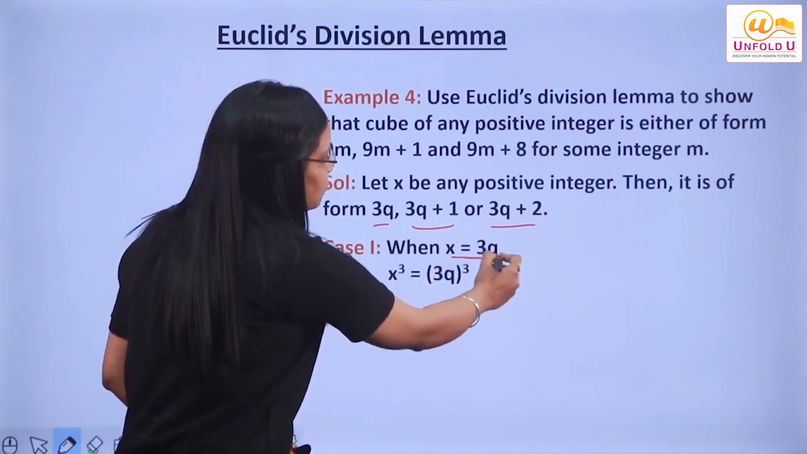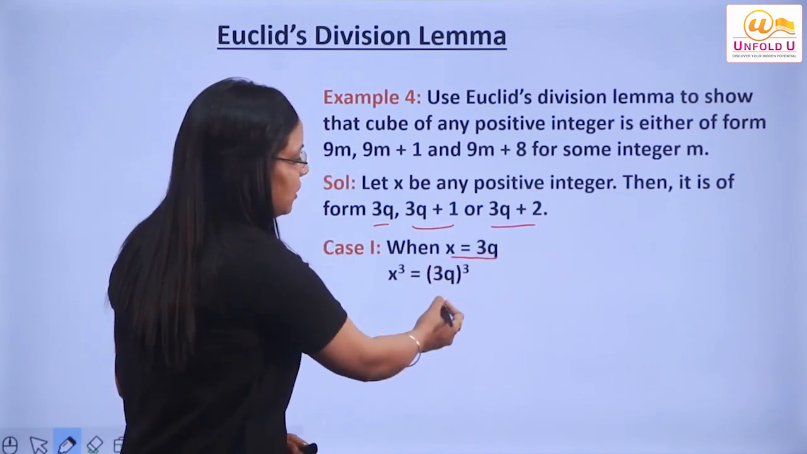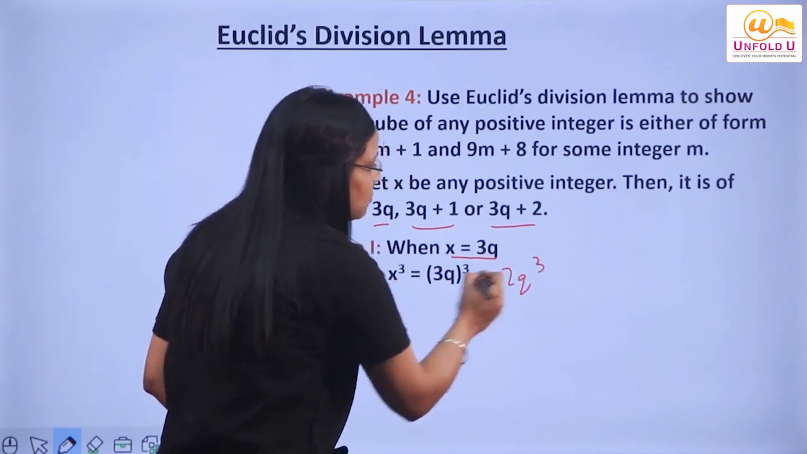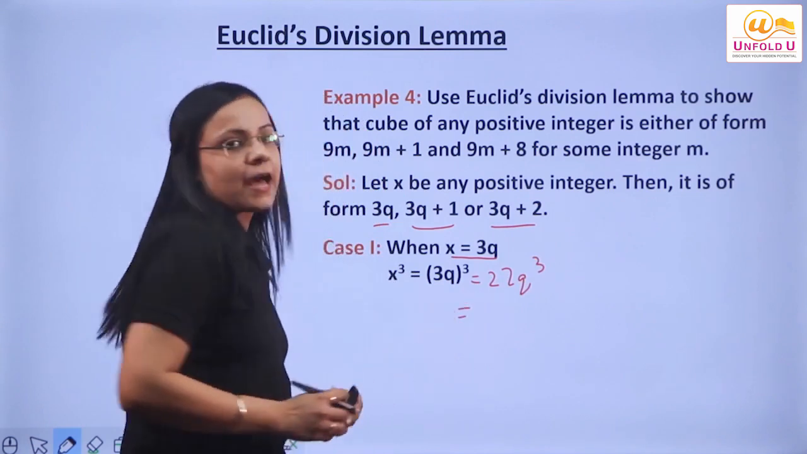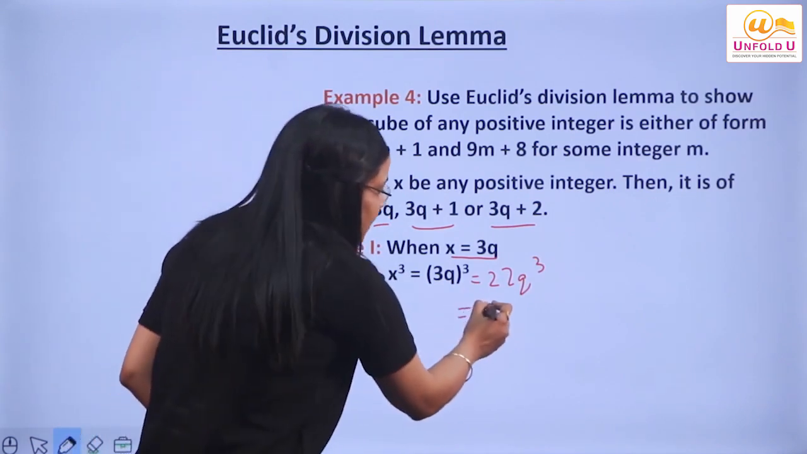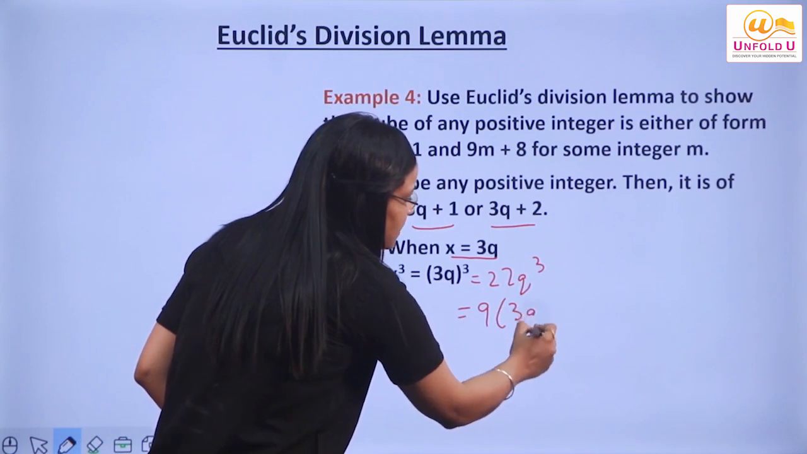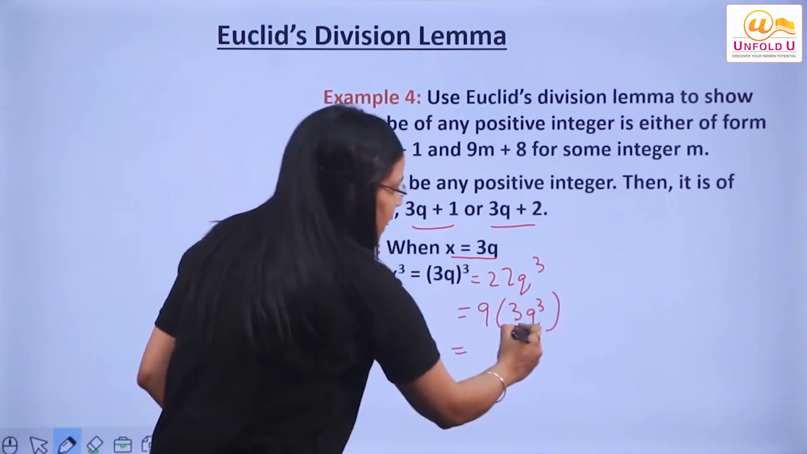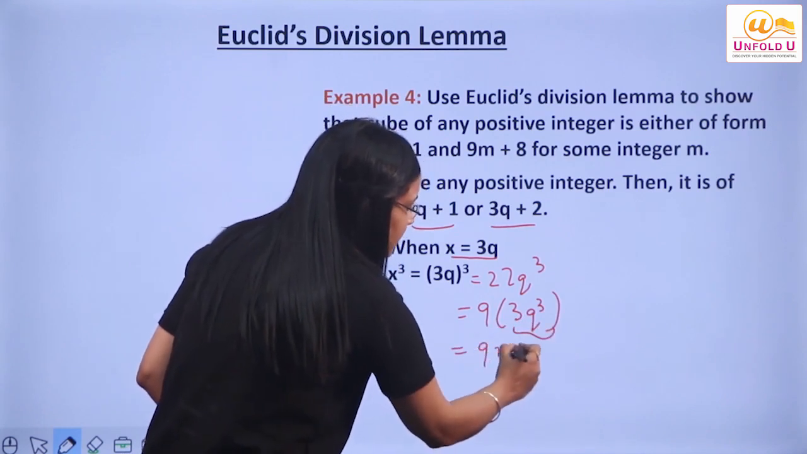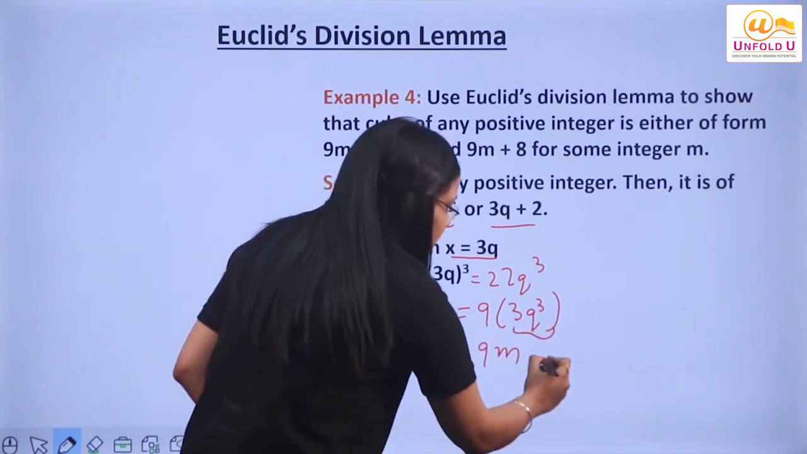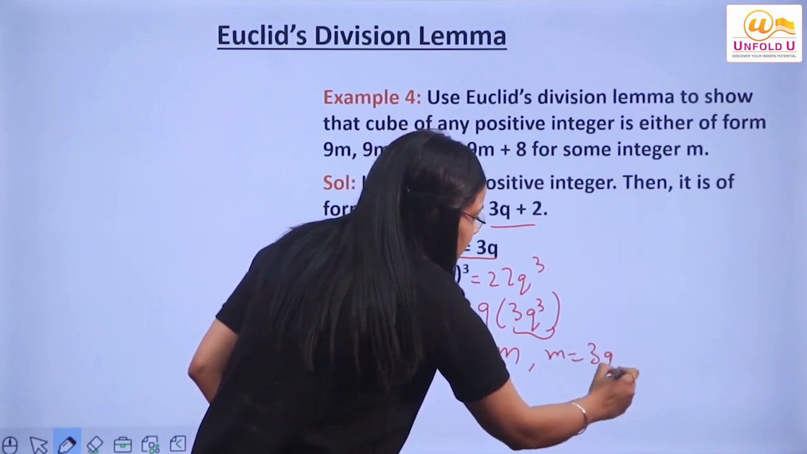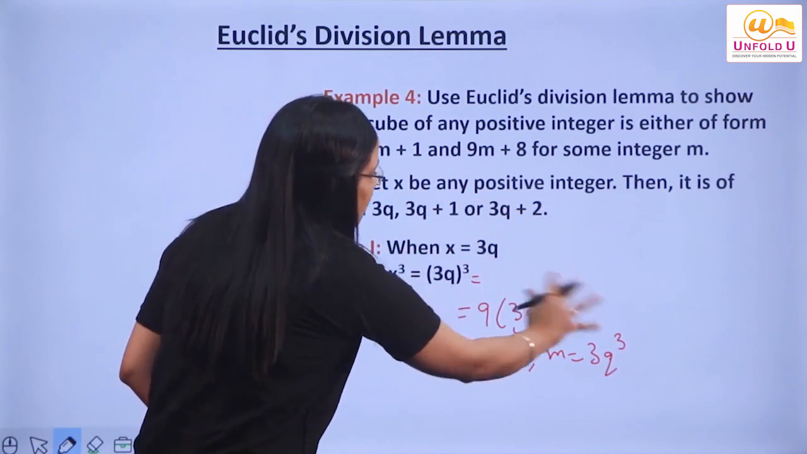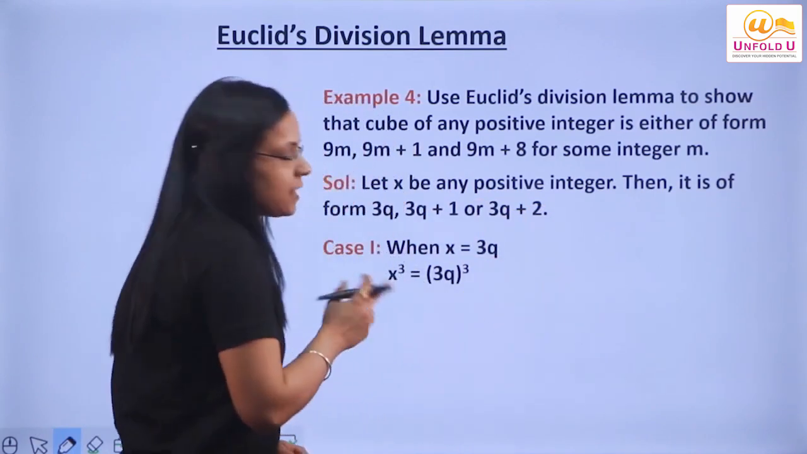So when x is equal to 3q, what is x cube? x cube will be 3q whole cube. So we get 27q cube. Now we want to write it as a multiple of 9, so I'll take 9 common here. We are left inside with 3q cube, so you can put this to be m. Finally we write that x cube is equal to 9m, where m is equal to 3q cube.